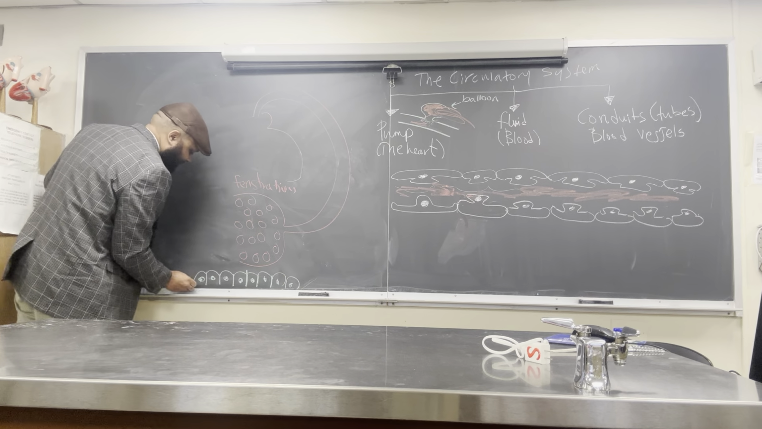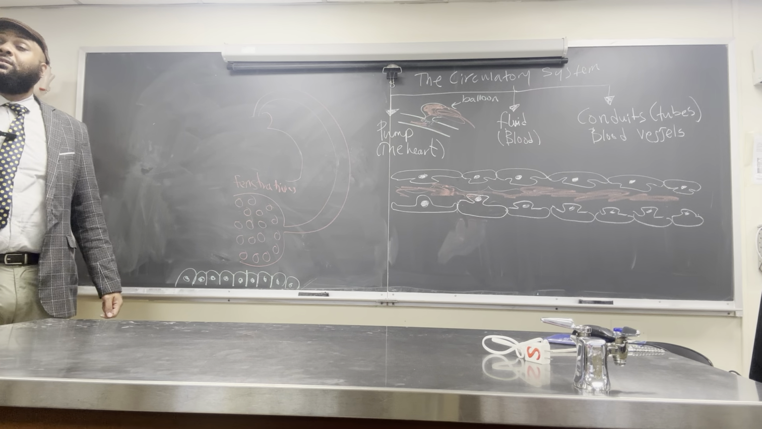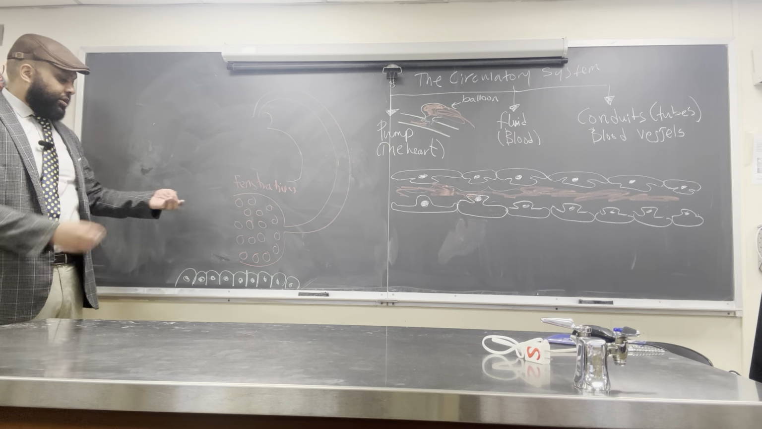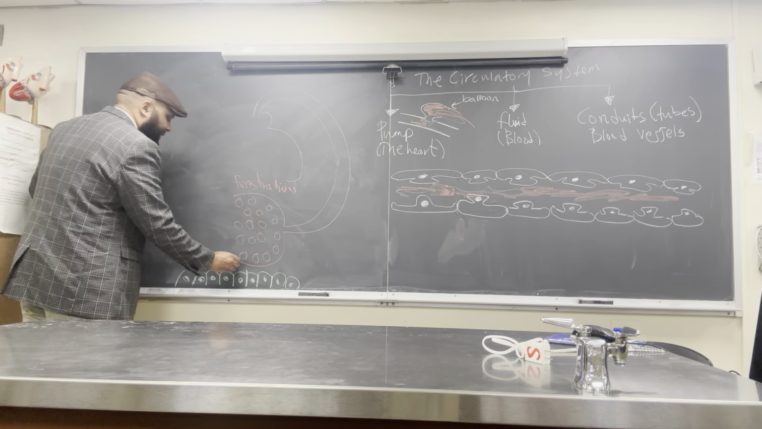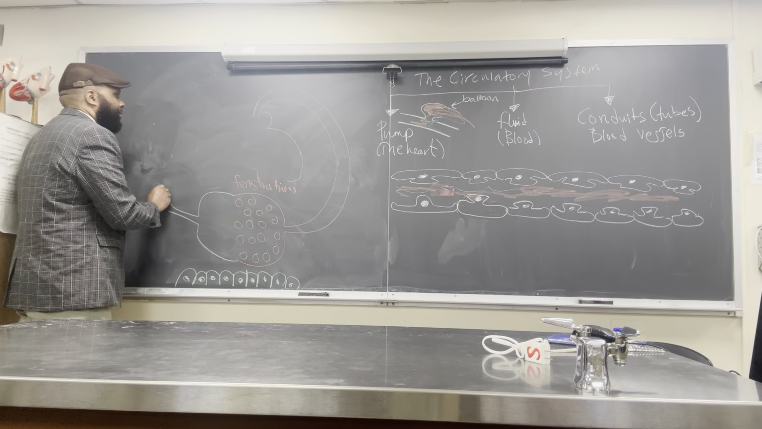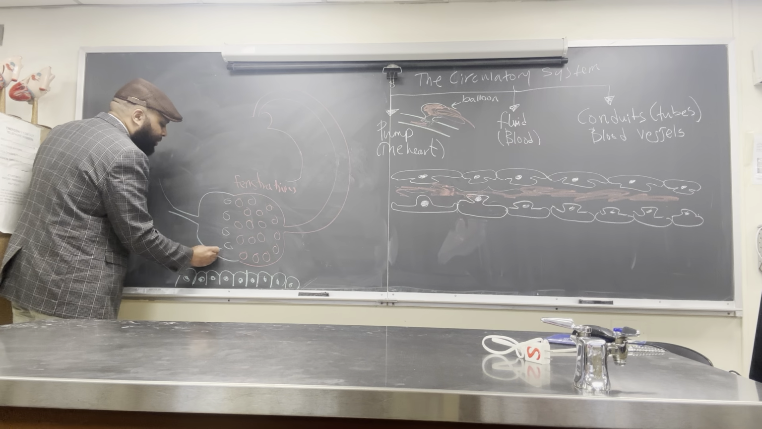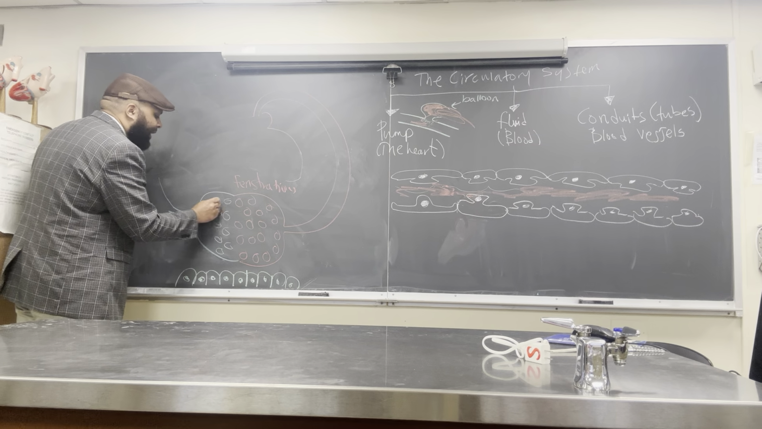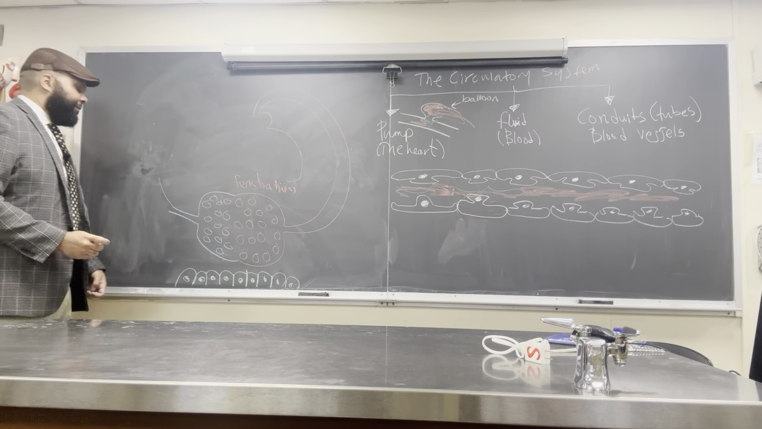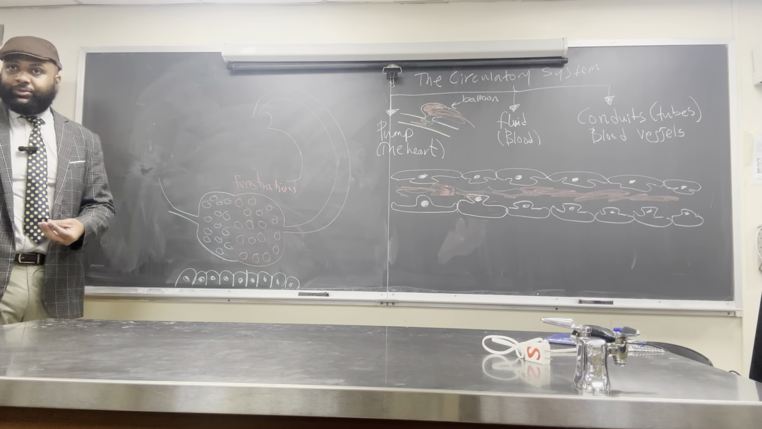What is this? What is that? So the capillary is up here. The capillary is a microcirculation. It has two halves, one blue half and one red half. But what's the green? That's your tissue.